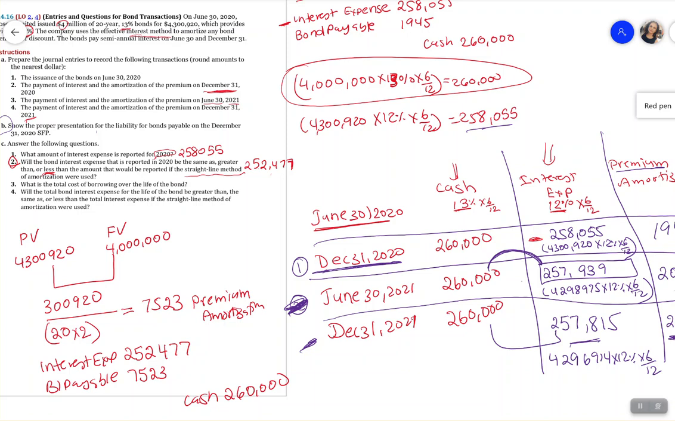Now the question number 3. Let's answer question number 3. It's saying, what is the cost of borrowing over the life? So when you have the life of the bond, they wanted to know how much the cost of borrowing is. Sometimes we don't see it.